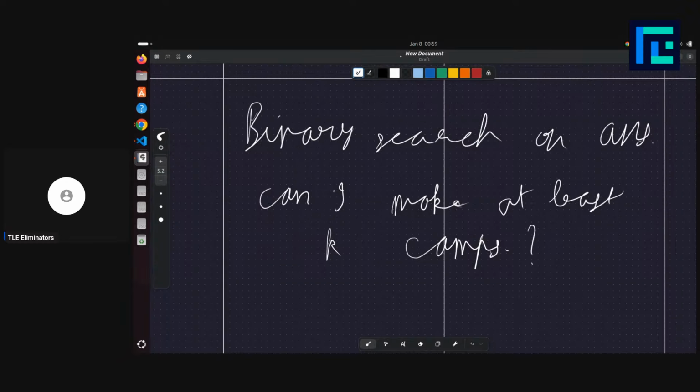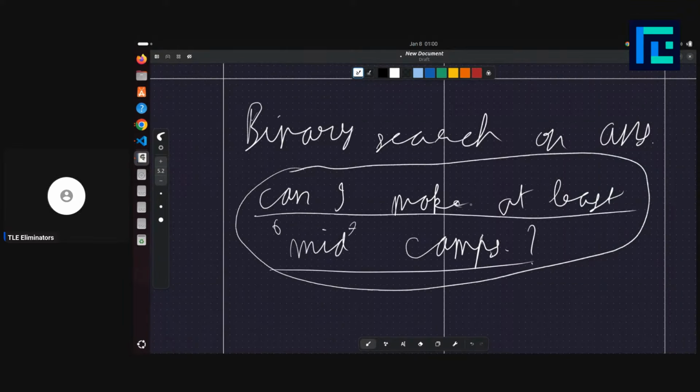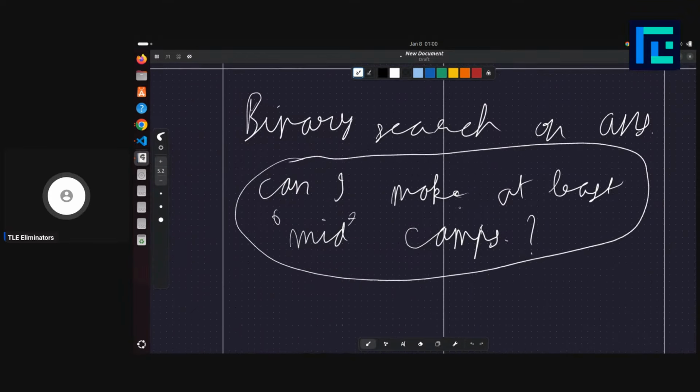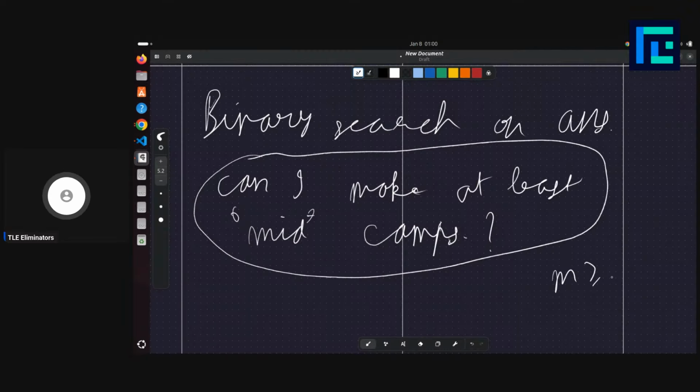So if I want to check this, let's say this is my question. What I can simply do is find out the minimum time to, I mean not k, let's say mid. Mid is some number. So I will ask myself, can I make at least mid number of camps? How do I answer that? I can simply calculate the minimum amount of time required and check if m is greater than or equal to that or smaller than that. If I have enough time to do that, then the answer to this question is yes. Otherwise, the answer is no.